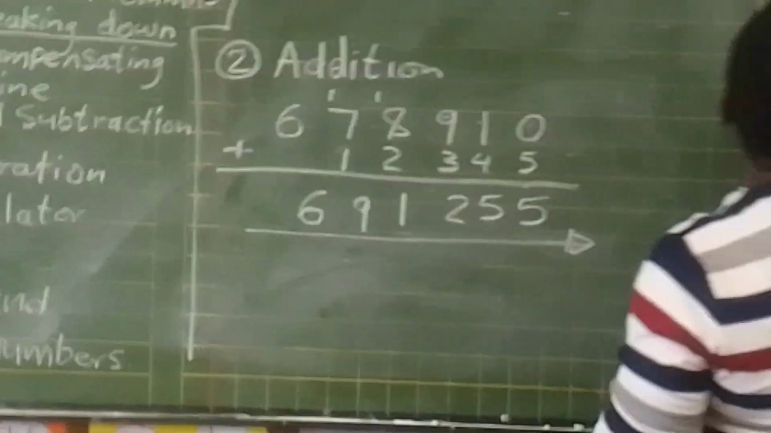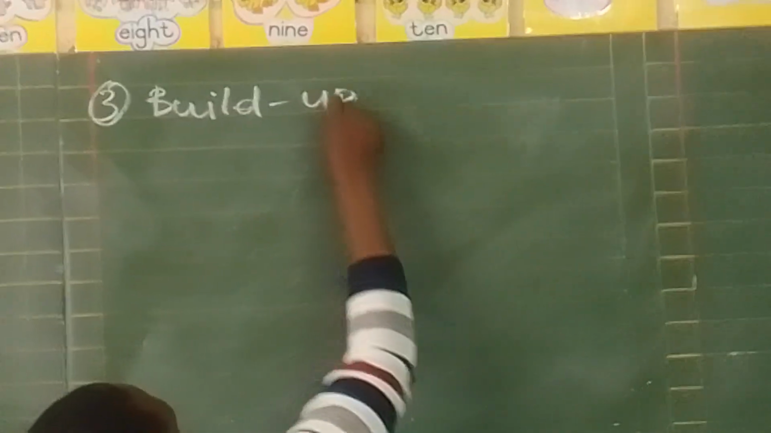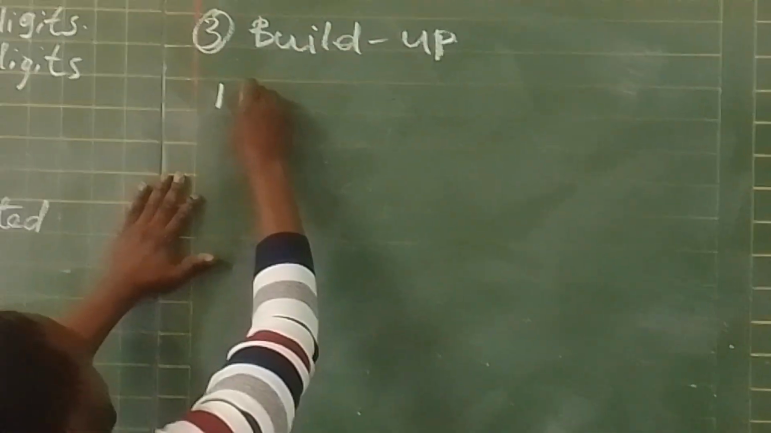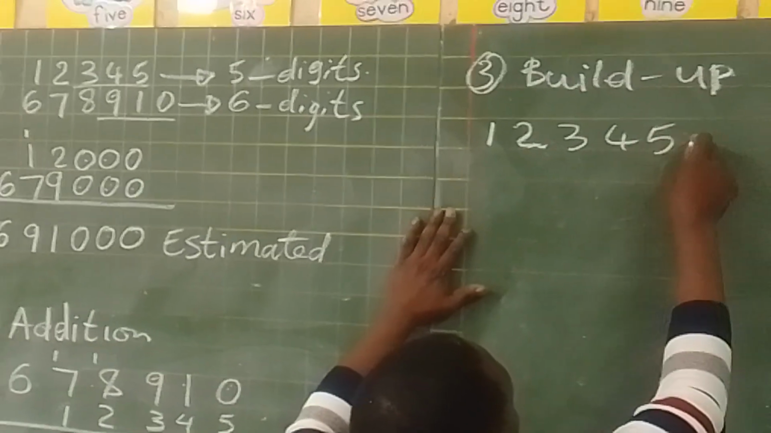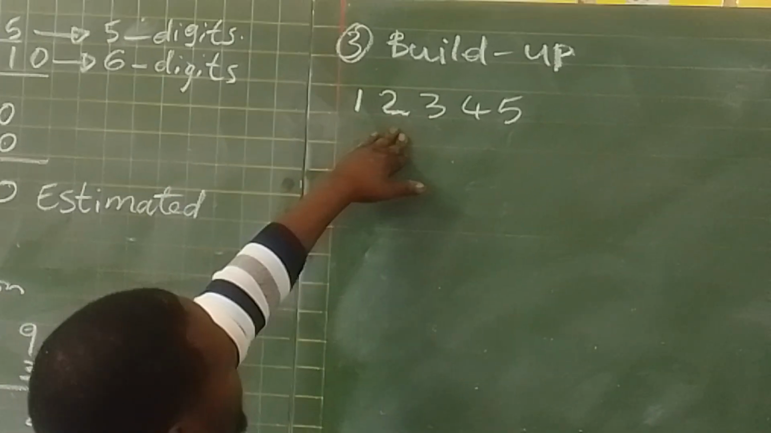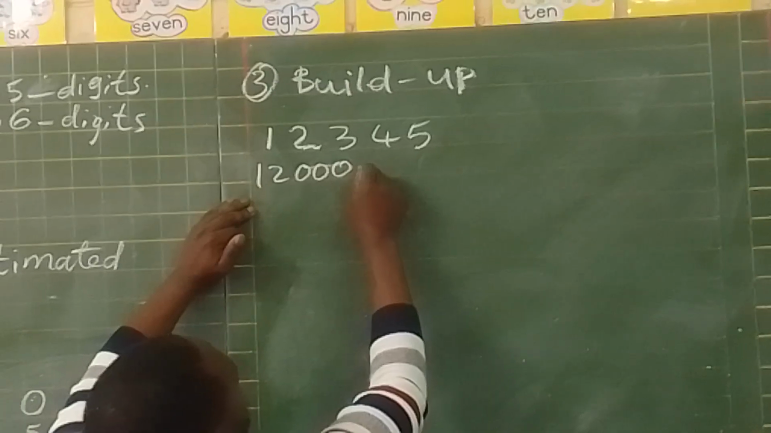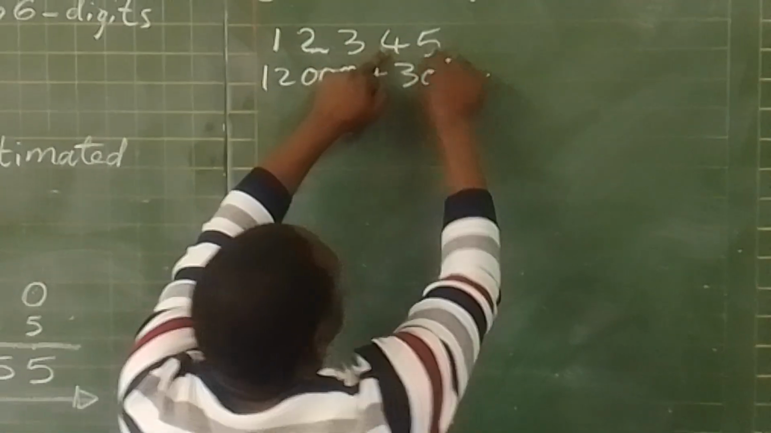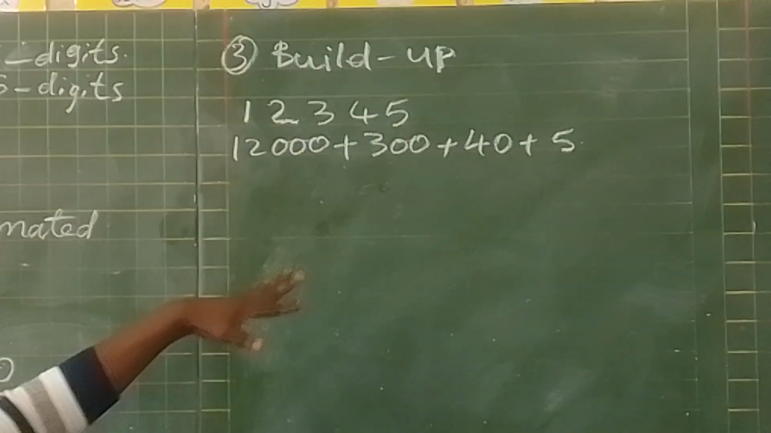Number 3. When we build up, you take your 1, 2, 3, 4, 5. You break it down. What do you have here? We have 12,000, 340 and 5. You know how to break down the number?